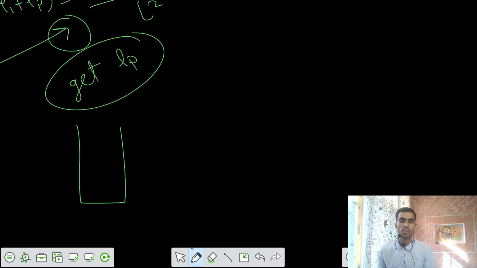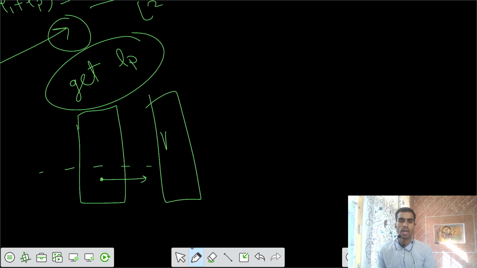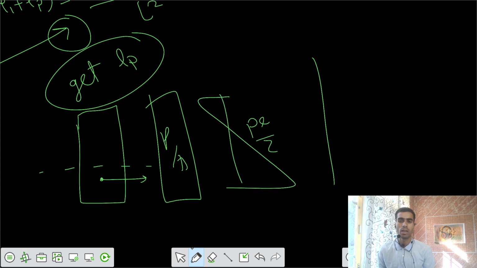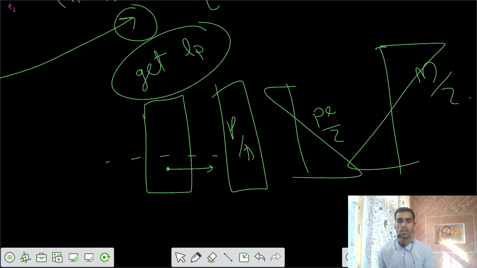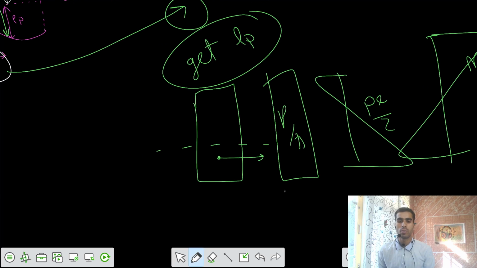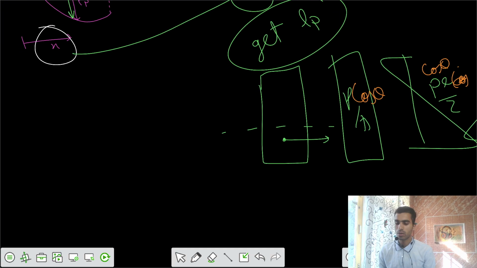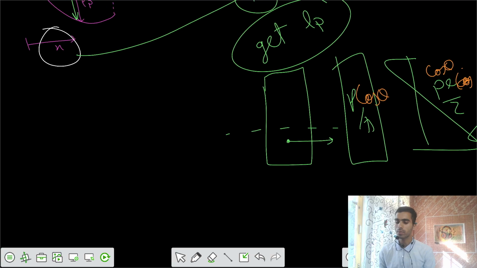Once I have the location, if I use the stress method, this is your P by A, this is your PE by Z, and the third one is M by Z. We have to see whether we have some component, whether this is P or P cos theta. I think this should be P cos theta, but we generally assume that P is almost equal to P cos theta, so we can either keep it or ignore it.